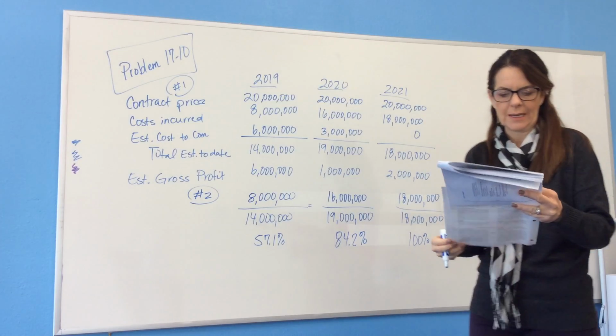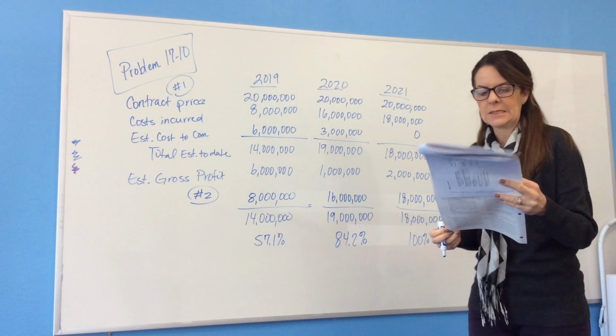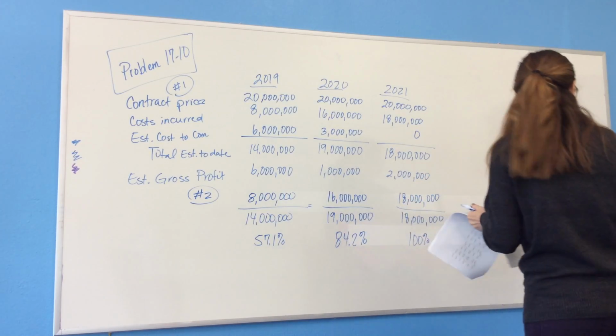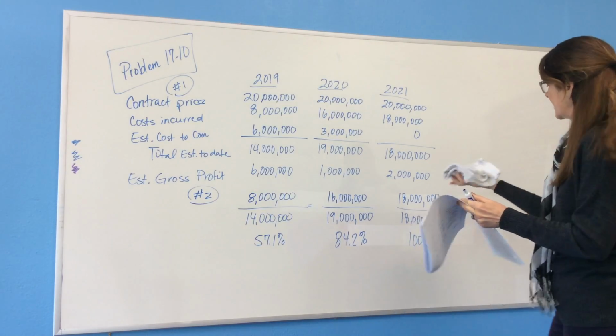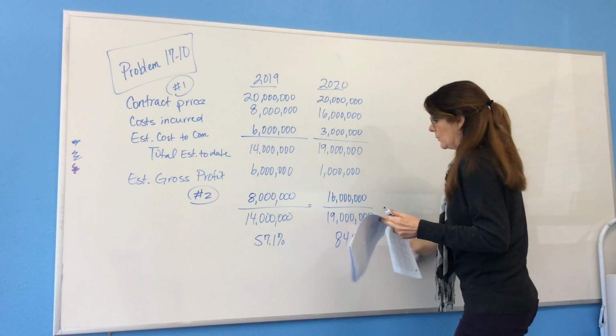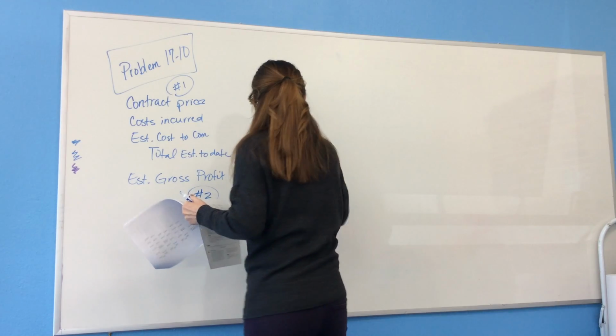The percentages, again, it was calculate the percentage of completion for the three years, 2019, 2020, and 2021. All right, I'm going to erase this really quick. I've got a decent eraser, I think. Oh yeah, pretty good eraser. And then we'll move on to 3. Let's see what 3 asks us.